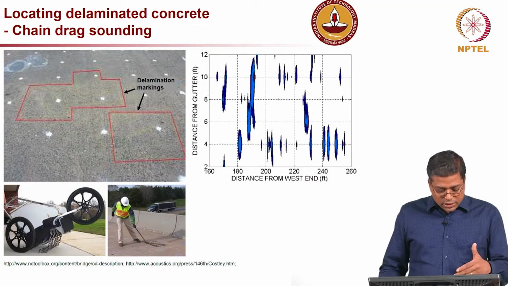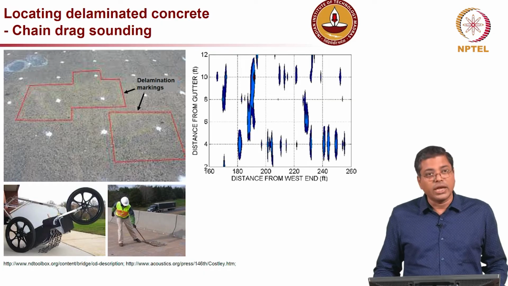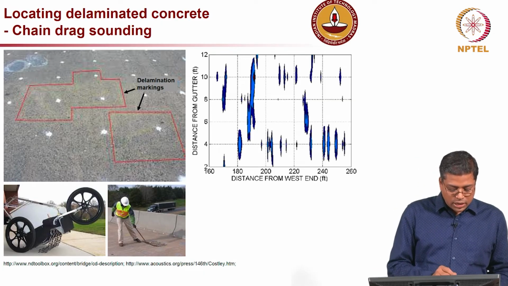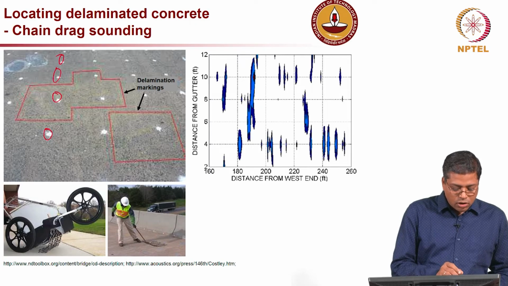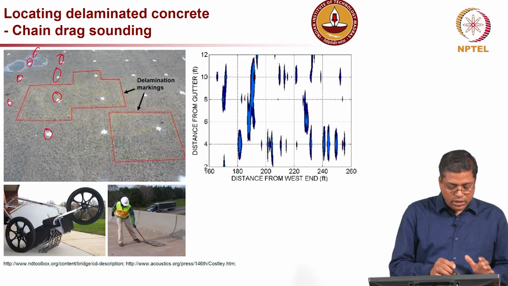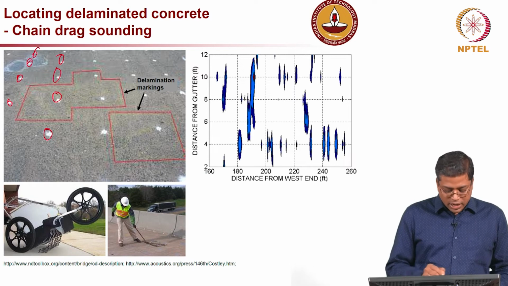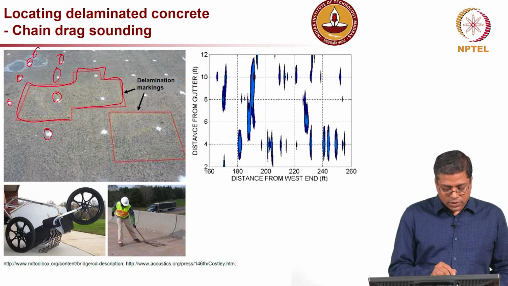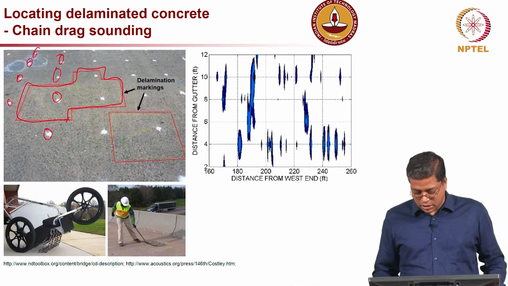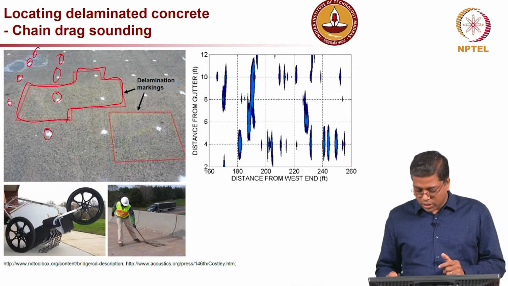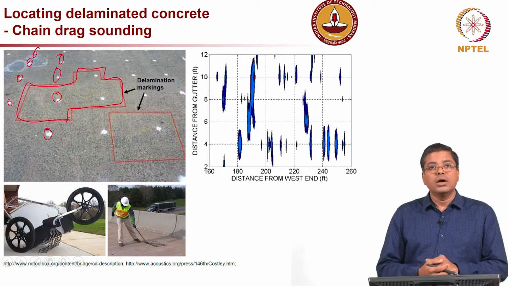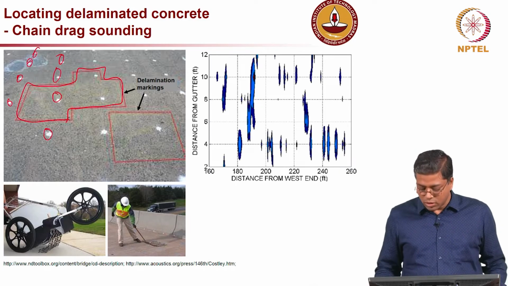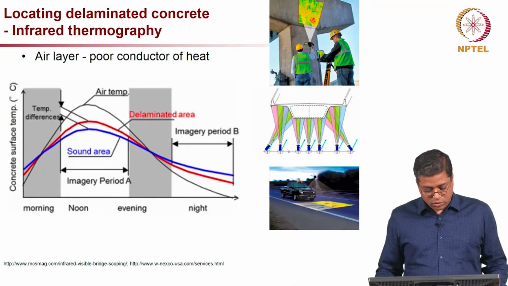And then this is the old technology, the chain dragging. You can see there are grids marked first here, all these white spots are grids, and then after that you drag the chain and mark the region which indicates delamination, and then you can again create a contour map like this, which is shown on the right side, and then decide what to do next.